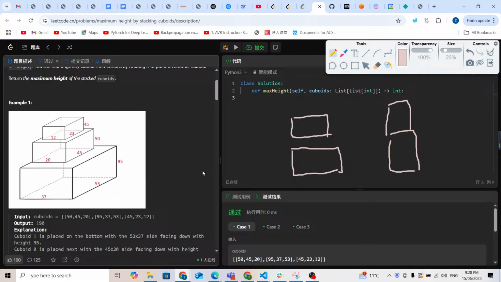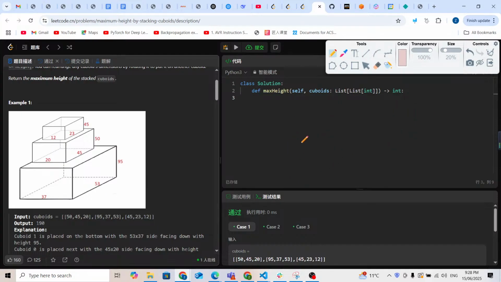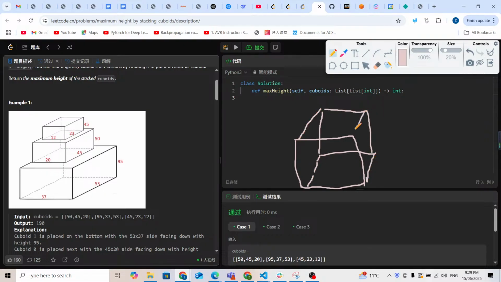Now we're going to turn the two-dimension problem into a three-dimension problem. So let me make a drawing of the three-dimension problem. It's going to be really interesting. We have one cuboid, and then we're going to put something inside. Let me make a drawing like this. We put this cuboid inside this big cuboid.